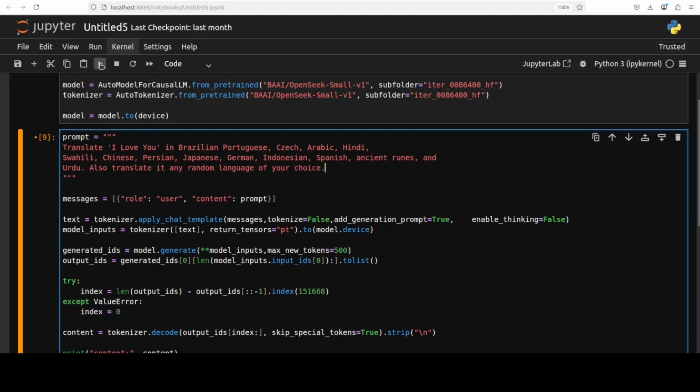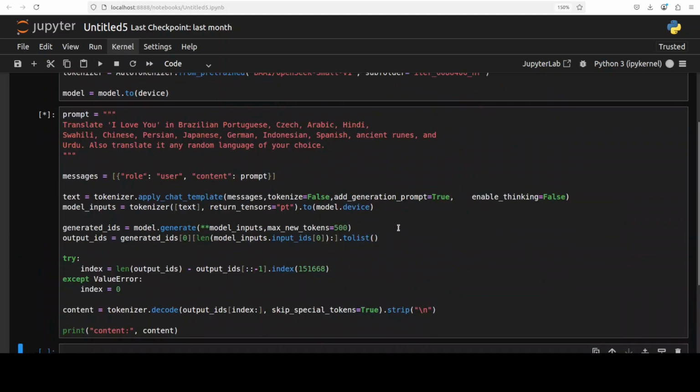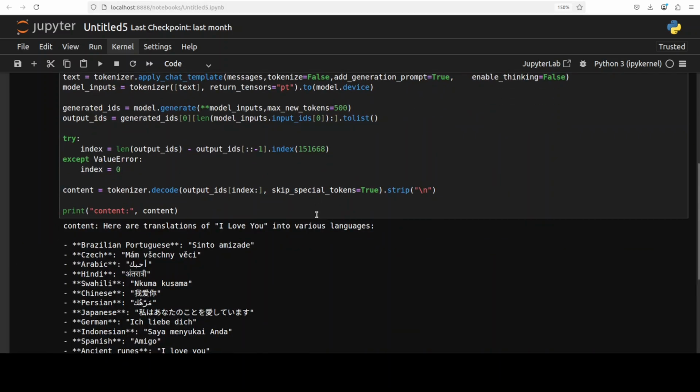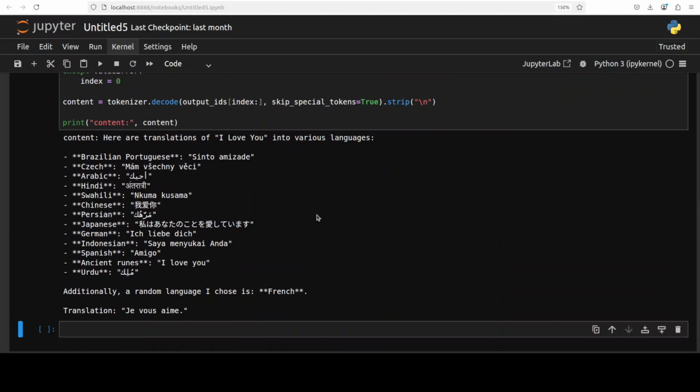Okay, next up, let's check the multilinguality. So I'm asking it to translate "I love you" in various languages. I don't think it's multilingual, maybe bilingual in English and Chinese, but let's check it out. So yeah, I don't think so. Maybe a few of the languages look good, like German, maybe Arabic, but the rest of them I don't think so. It has even gone with Urdu, and then a random language is French. Anyway, if you are a speaker of that language, please also guide me, but I don't think it has done good enough there.